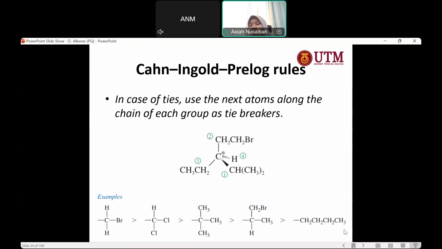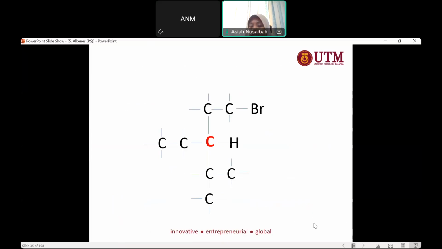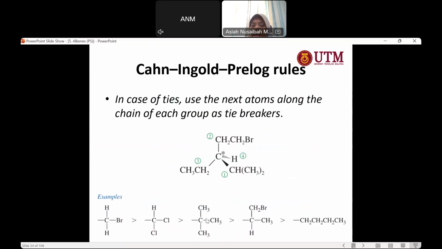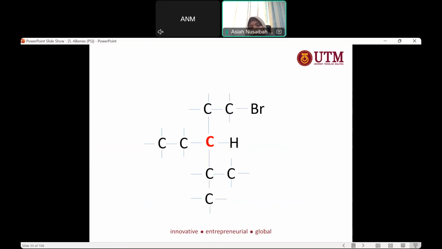The lowest priority is a branch having C that connects with 1 C. So here again, there are 3 C, 2 C, 1 C. Then we don't care what is after that. So that's how we sort the priority trending. So how do we use this priority?